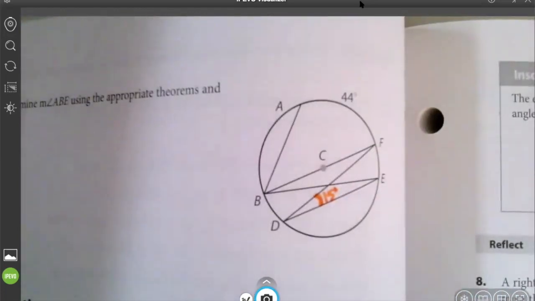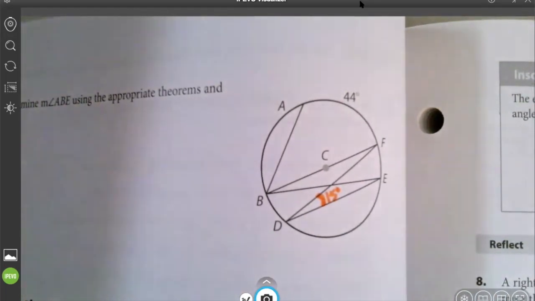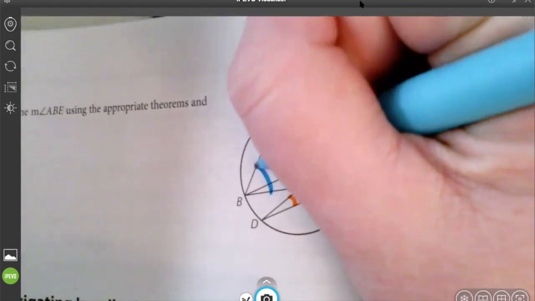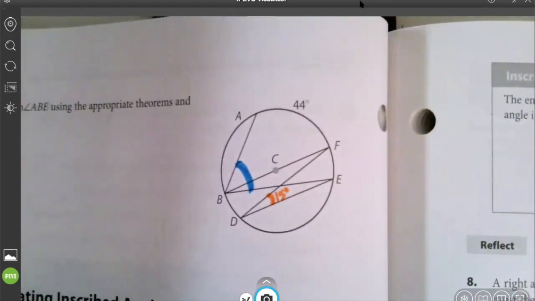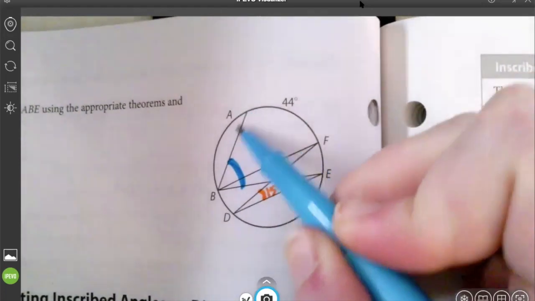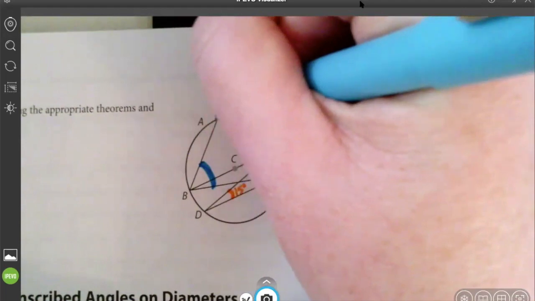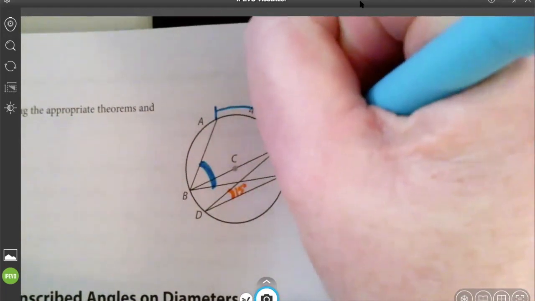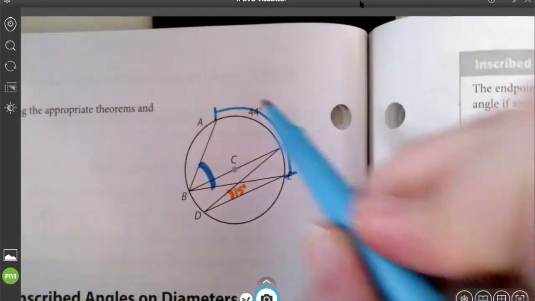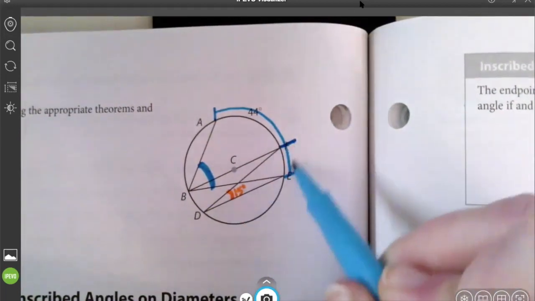Determine the measure of angle ABE using appropriate theorems and postulates. So A to B to E is right here. Both of these combined. That's my goal. So here's what we're going to do. If we need to find ABE, we need to go from here all the way over to here. So we're going to do some arc addition to figure this out because we know this part's 44, and then we can use this angle down here to figure out this arc.